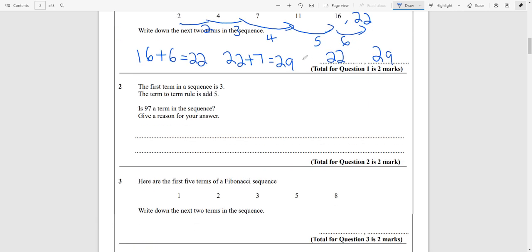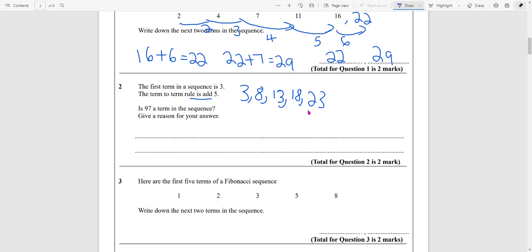Okay, question number 2. The first term in a sequence is 3. The term-to-term rule is add 5. Is 97 a term in the sequence? Give a reason for your answer. So the first term in a sequence is 3. Then to find the next term, the rule is add 5. 3 add 5 is going to equal 8. 8 add 5 is going to equal 13. 13 add 5 is going to equal 18. 18 add 5 is going to equal 23.